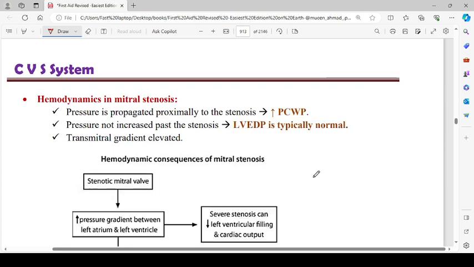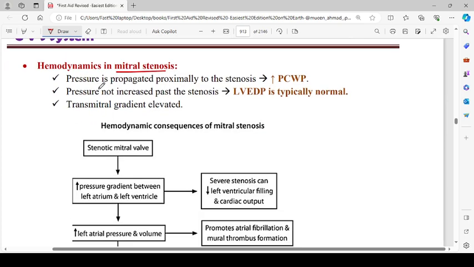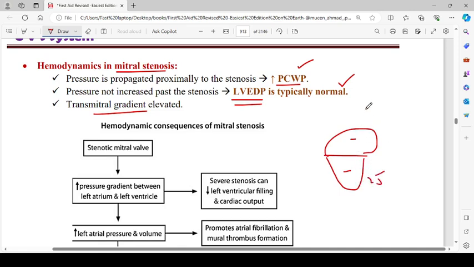Moving forward, we have hemodynamics in mitral stenosis. Pressure is propagated proximally to the stenosis, which increases the pulmonary capillary wedge pressure. Pressure is not increased past the stenosis, so left ventricular end diastolic pressure is typically normal, but the pulmonary capillary wedge pressure will be higher, and the transmitral gradient will be elevated. This is the mitral valve, above it the left atrium, below it the left ventricle. The gradient between these two is increased. Suppose this is 25 millimeters of mercury diastolic pressure, and this becomes 40 millimeters of mercury because the mitral valve is very stubborn and the blood cannot pass, so the pressure is rising over here. So the gradient elevates.